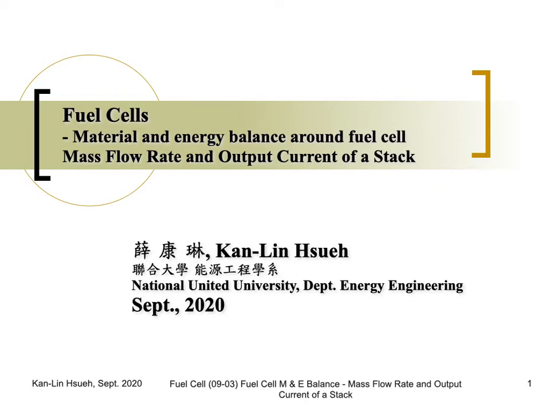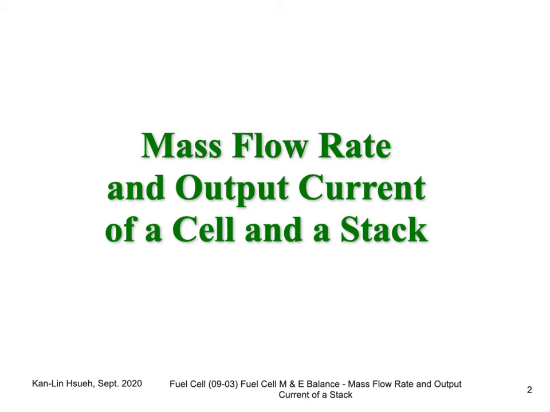In the previous section, we talked about the test station and the components of each test station, and the function of each component. In this section, we're going to talk about the mass flow rate of the reactant during the test, and how to determine the mass flow rate based on the output current. From Faraday's law, the mass flow rate is dependent on the output current, of either the stack or the single cell.